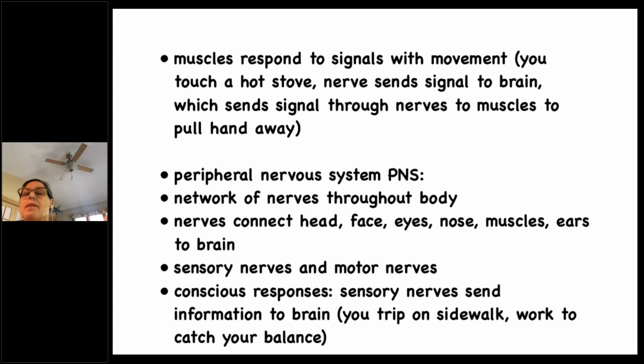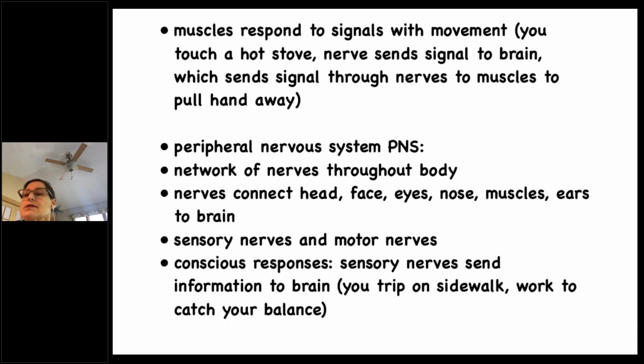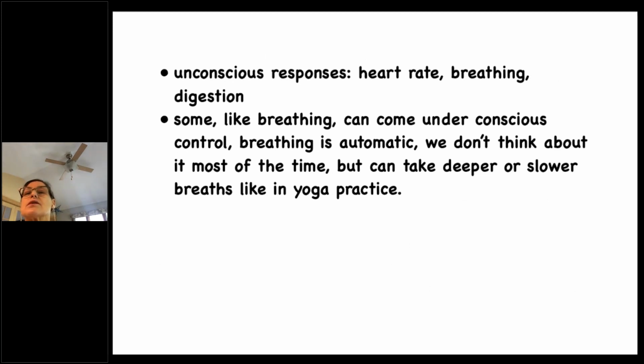Another example, and these are conscious responses. The sensory nerves send information to the brain. You trip on a sidewalk, you work to catch your balance. Unconscious responses that are happening as a result of the nervous system: heart rate, breathing, digestion. Some of these responses can come under conscious control. Breathing is automatic. We pretty much haven't thought about it while I've been giving this presentation, but you can consciously take deeper, slower breaths, like if you're doing a yoga practice.